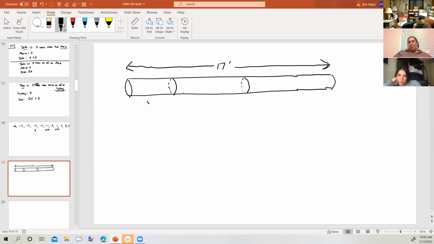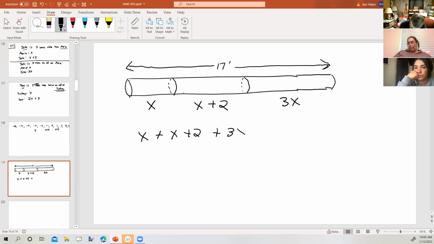So we're going to let the shortest piece be the variable. Okay? Now, the longest section is 3 times as long as the shortest. So this would be 3x. The middle-sized section is 2 feet longer than the shortest. So that would be x plus 2. Everybody seeing how that's working? Now, what do we know? We know that x plus 2 plus 3x equals 17 feet. The three pieces added together.